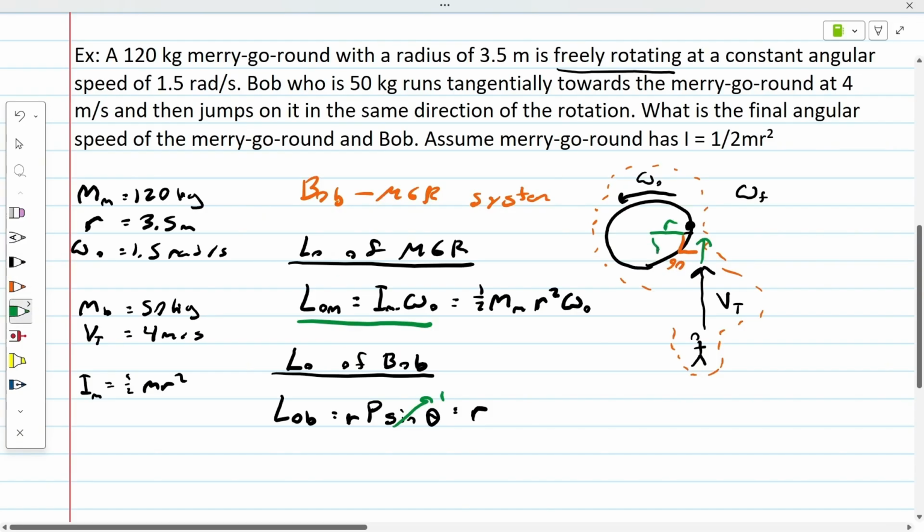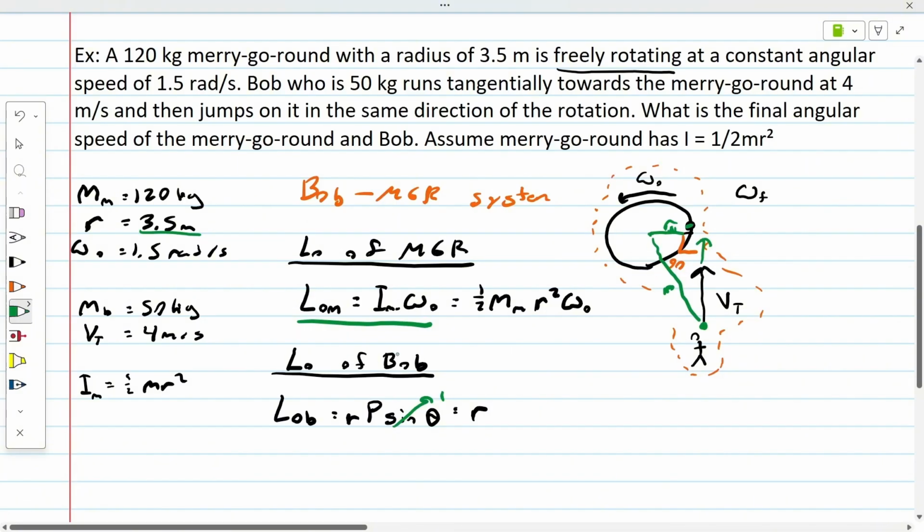If we said this is the radius, then we would only want the perpendicular component of the radius, which is this. So that's why we can just say r, because the radius from the center point to Bob is at an angle that's not perpendicular to where he's going to jump on, and that perpendicular radius is what we want. That's why we're just using r, which was given as 3.5, because it's the same radius when he's here versus when he's jumping on to the merry-go-round.